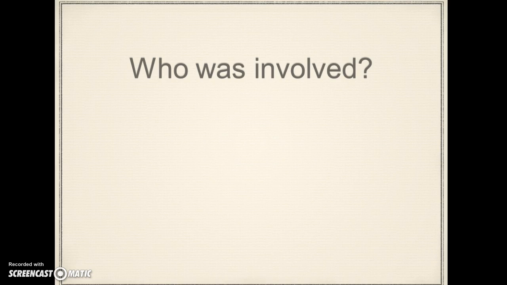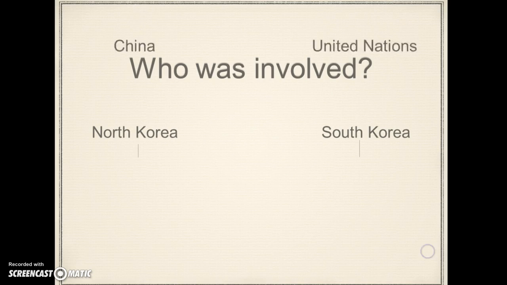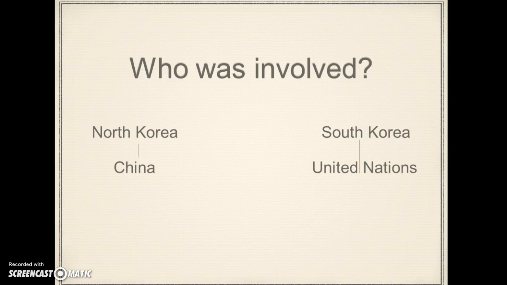And who was involved? North Korea and South Korea were split up. And North Korea had China, and South Korea had the United Nations. North Korea and China were both communist, and they were trying to spread communism by invading South Korea. And North Korea and China also had Russia to back them up, which is actually a really bad lineup if you're South Korea.